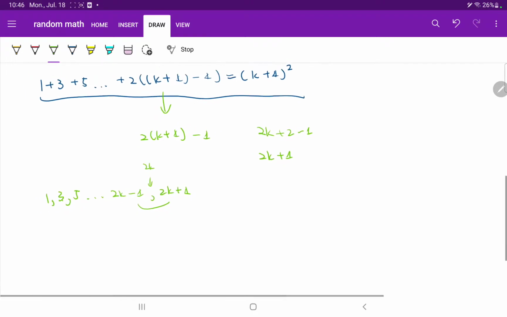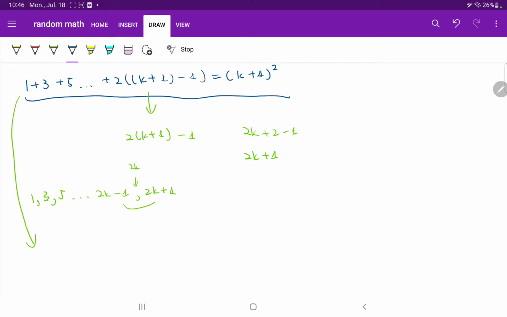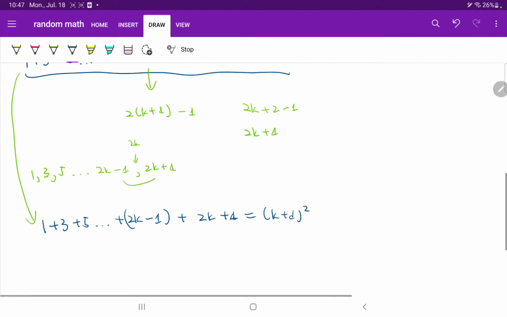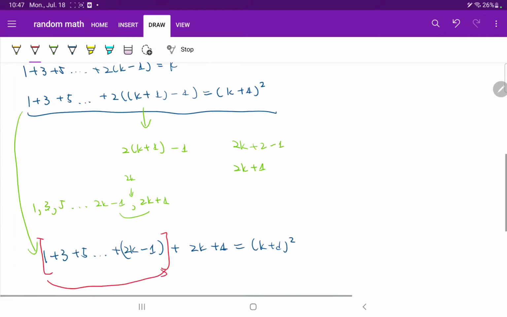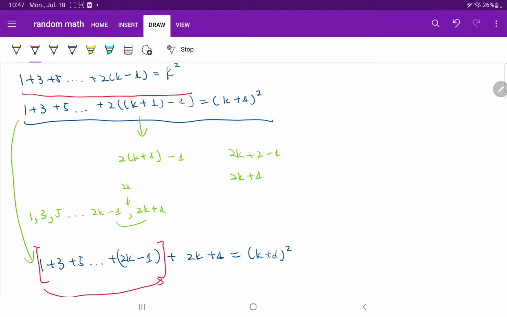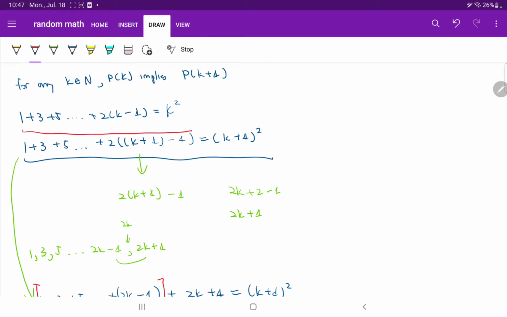Since 2k minus 1 is the term before 2k plus 1, we can write it as 1 plus 3 plus 5 and so on, plus 2k minus 1, which is the term before, plus 2k plus 1, which is equal to k plus 1 squared. Look at this part: if we isolate it, from 1 plus 3 plus 5 up to 2k minus 1, recall that at first we know this is equal to k squared. This is our assumption that Pk is true.